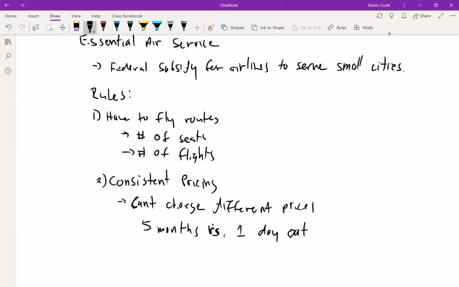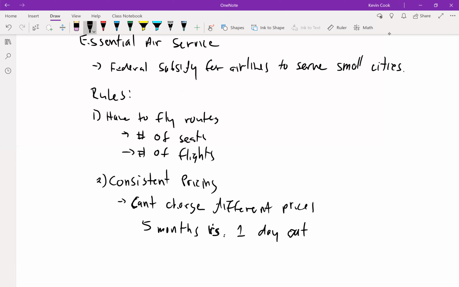So we can't change our prices. Whereas normally, and again, ignore the fact that the virus is coming through and we have coronavirus in our area that's affecting demand, if it were a normal day and I were to book a flight for tomorrow, it'd probably be fairly expensive. However, if I book it for 3, 4, 5 months out in advance, I'm going to get a lot better of a deal. The essential air service operators can't do that. They have to have this consistent pricing.